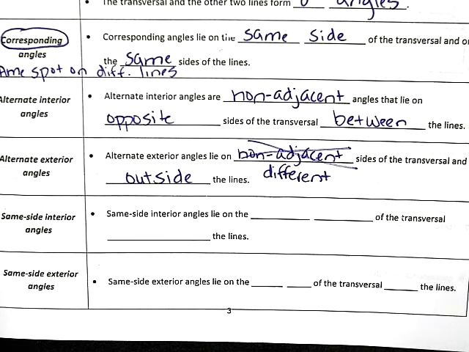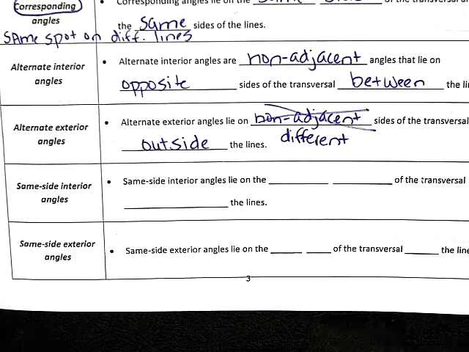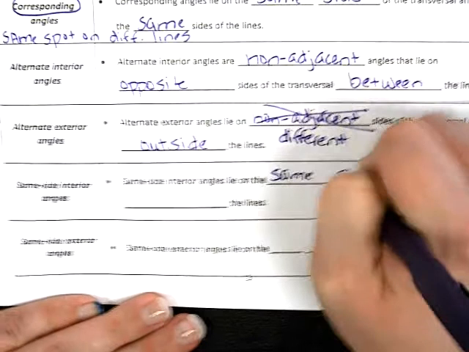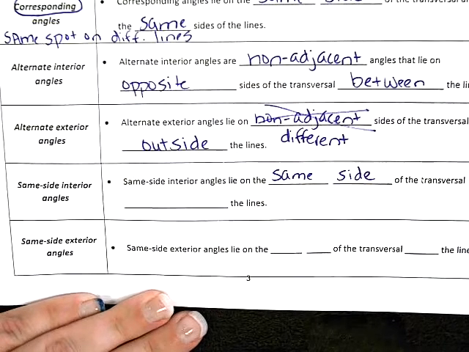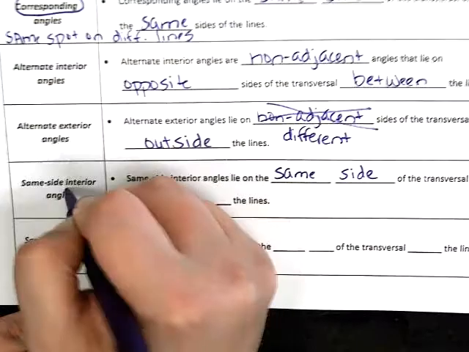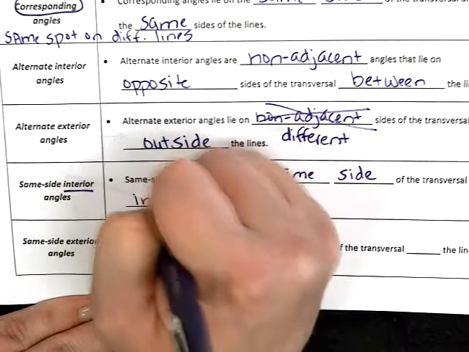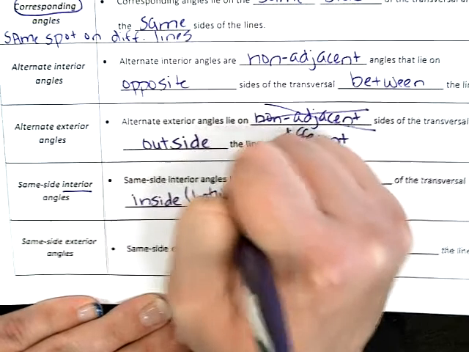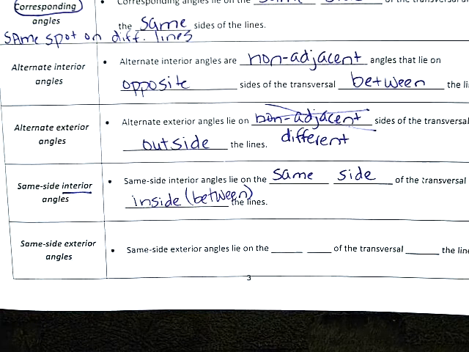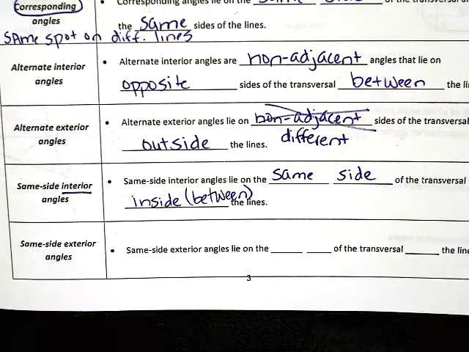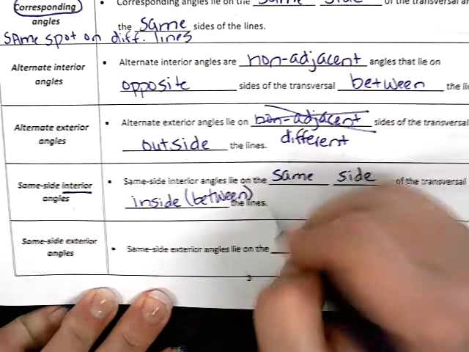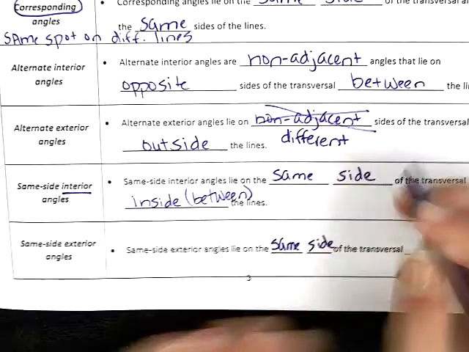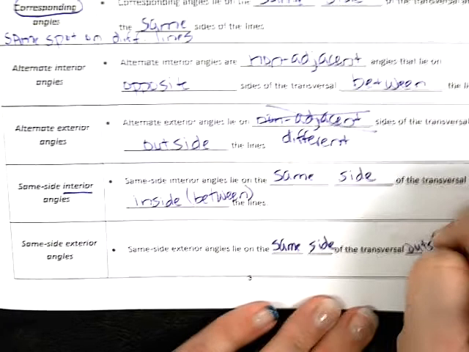Then we have same side interior angles. They lie on the, guess what, same side of the transversal. And they are inside, interior is inside. So between the lines. And then the last one is same side exterior angles, and they lie on the same side of the transversal. And they are outside the two lines that we are talking about.